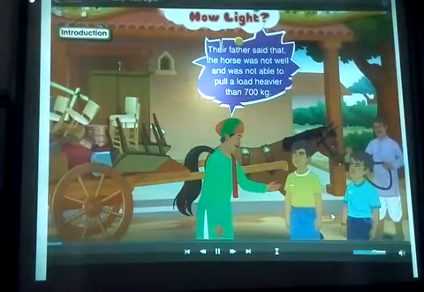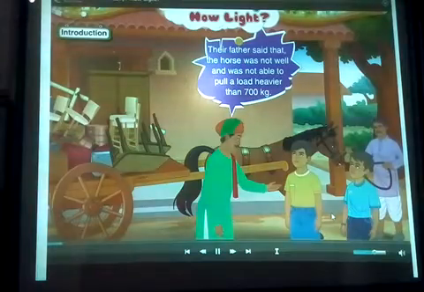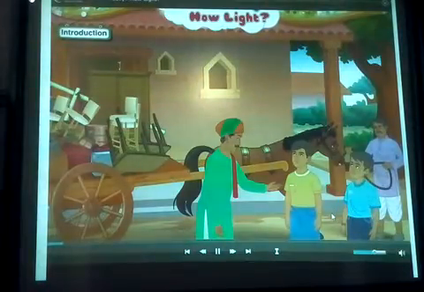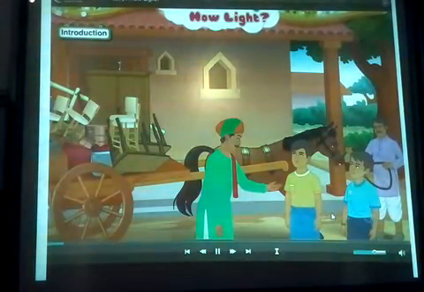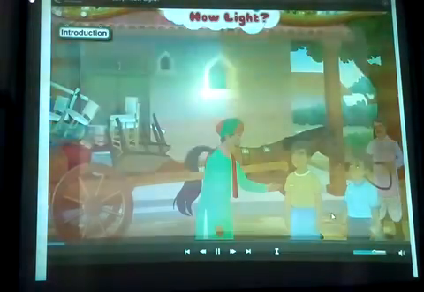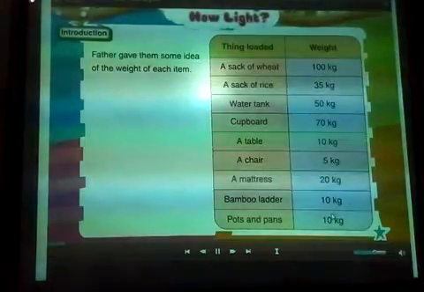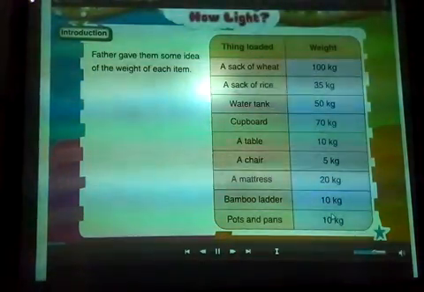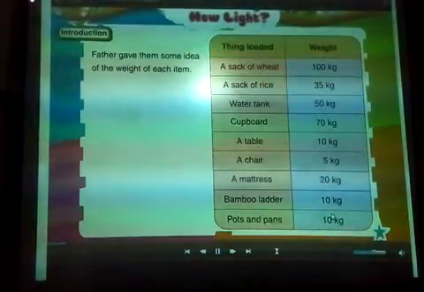Their father said that the horse was not well and was not able to pull a load heavier than 700 kg. Oh, but what would be the total weight of this load? They asked. Father gave them some idea of the weight of each item. Look at the table given here.